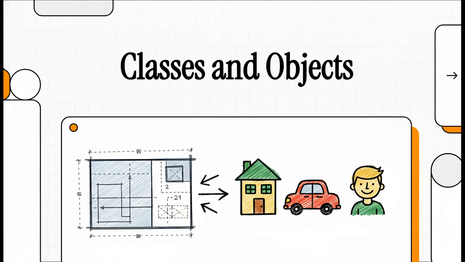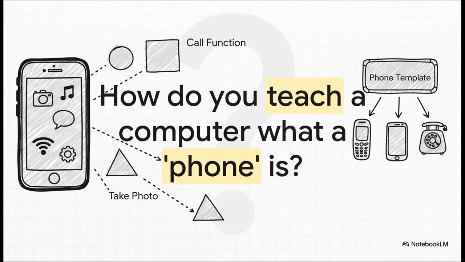When we're building software, we're usually trying to solve some kind of real world problem. But that means we have to describe that world to a computer. So, how do we do that? How do we teach a computer about something from the real world, like a phone? Seriously, think about that for a second. How would you actually do it?